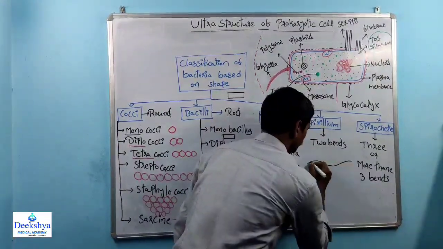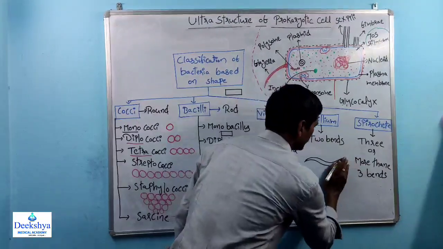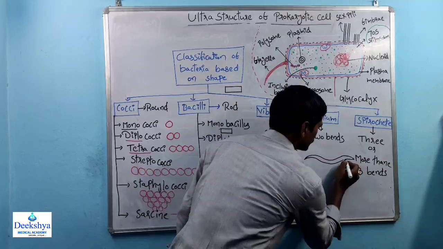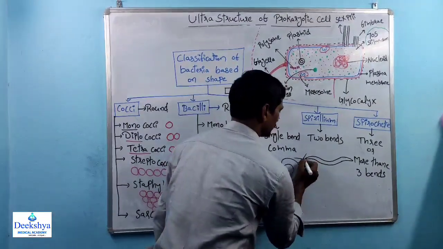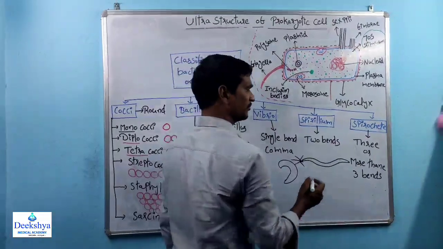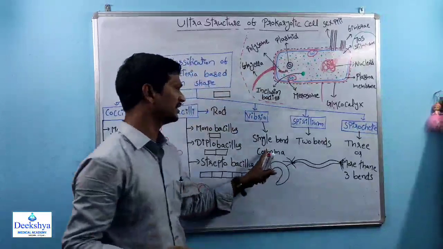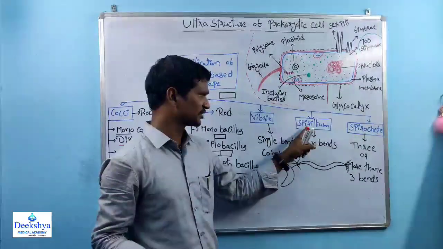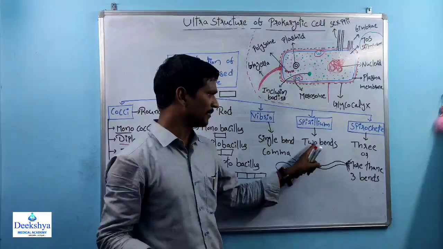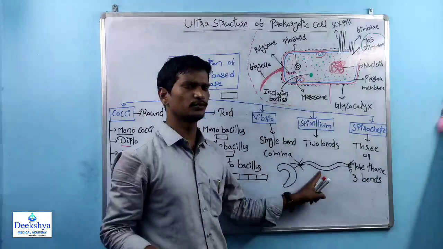Here two bends are present. So if a bacteria contains two bends, this bacteria is called a Spirillum. Here only one bend, or a single bend, is present. That one is Vibrio. Spirillum indicates bacteria having two bends.